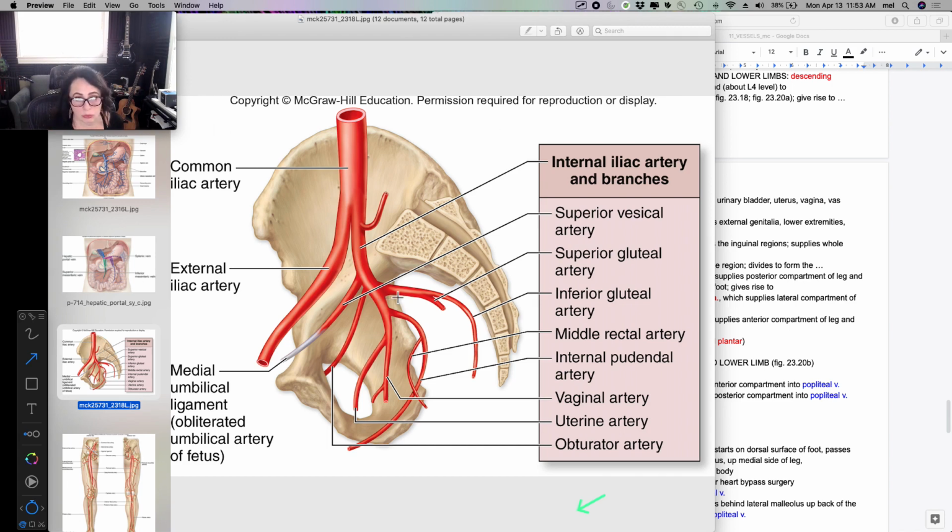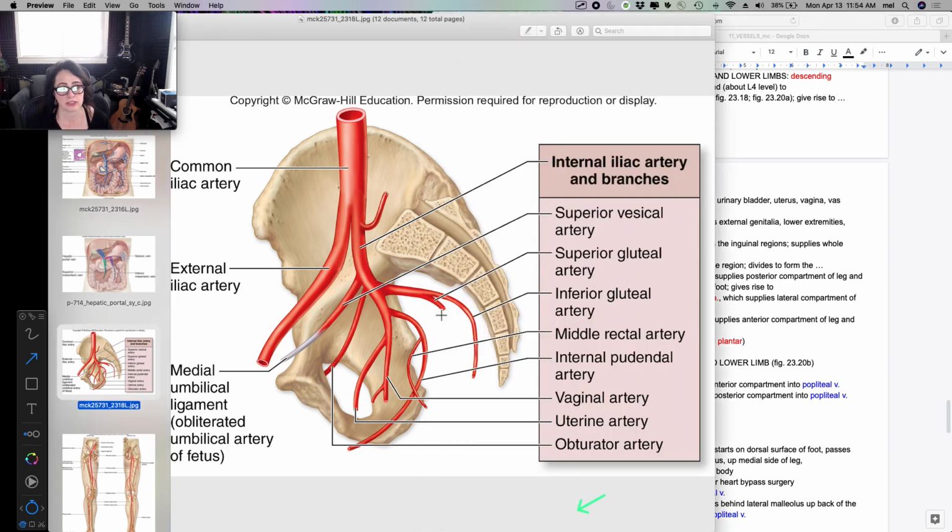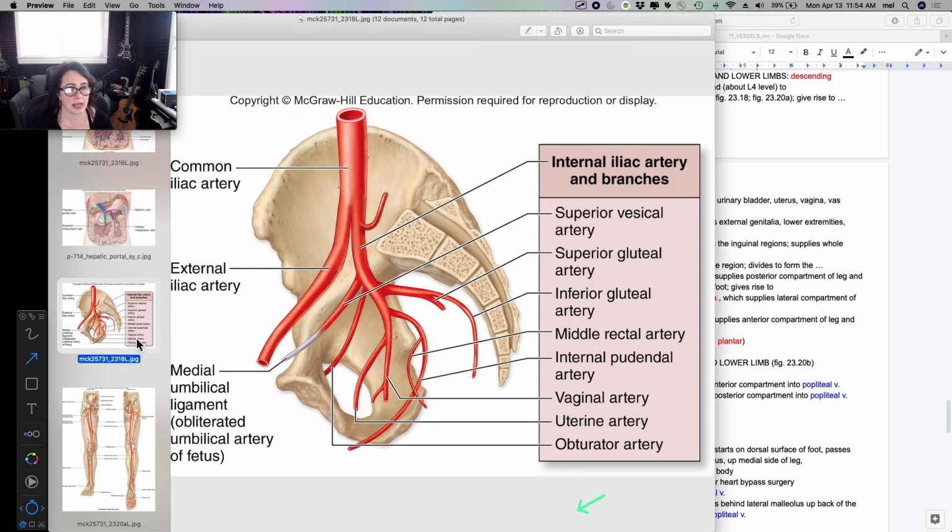I won't have you look at details from this figure, but I just want to tell you what's supplied from there. So the internal iliac artery supplies the urinary bladder, the uterus, the vagina, the vas deferens. So really it supplies your pelvic cavity and your reproductive organs. There's the internal iliac arteries. Note this one right here, that's the umbilical ligament. That one's going to come into play in just a minute when I teach you about fetal circulation.